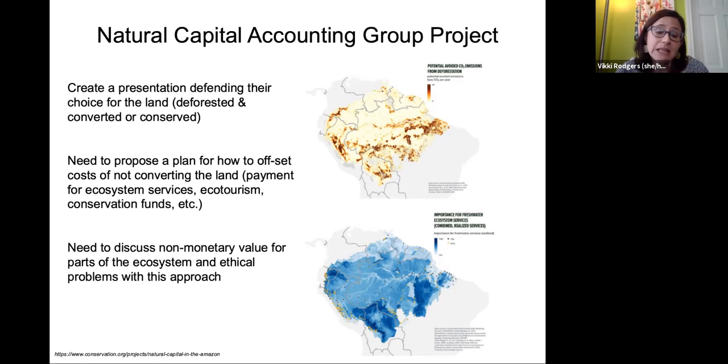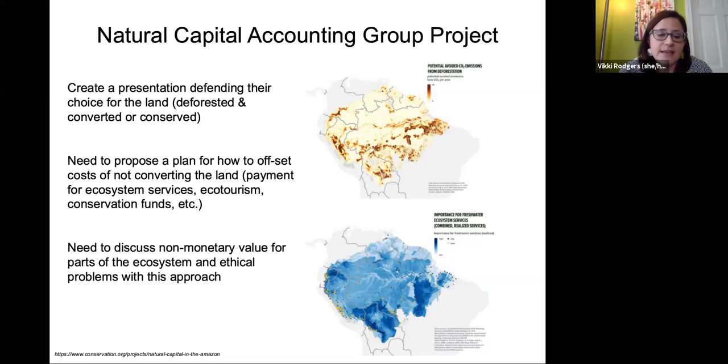And they need to propose a plan, if they're conserving it, for how to offset the costs for not converting the land. So is that something like payment for ecosystem services? Is it an ecotourism plan? How would you be able to secure conservation funds?